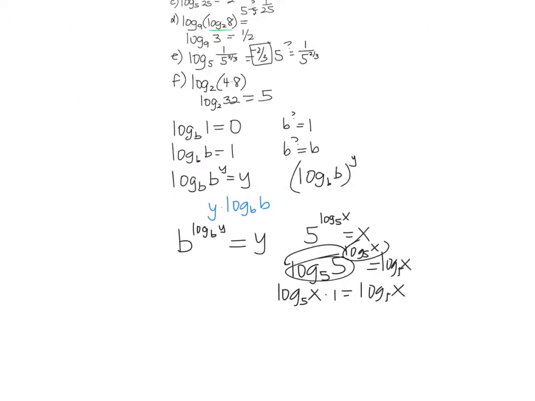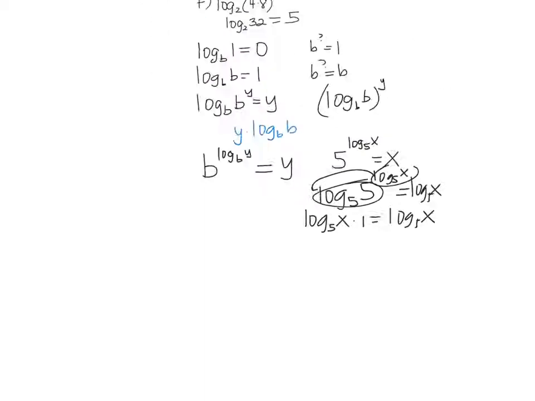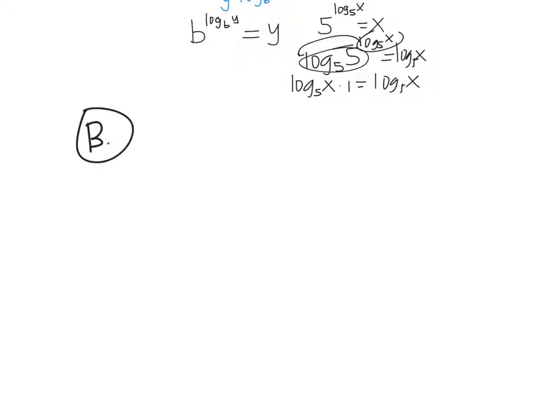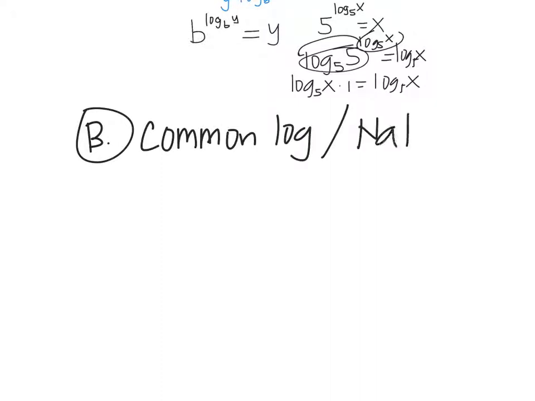All right, that was all on A. Okay, Part B. We also are going to have special logs. So our special logs are common log and natural log. Common log is going to be logs that have base 10. And we never write them as base 10. We just write the log and we automatically know that that's base 10.